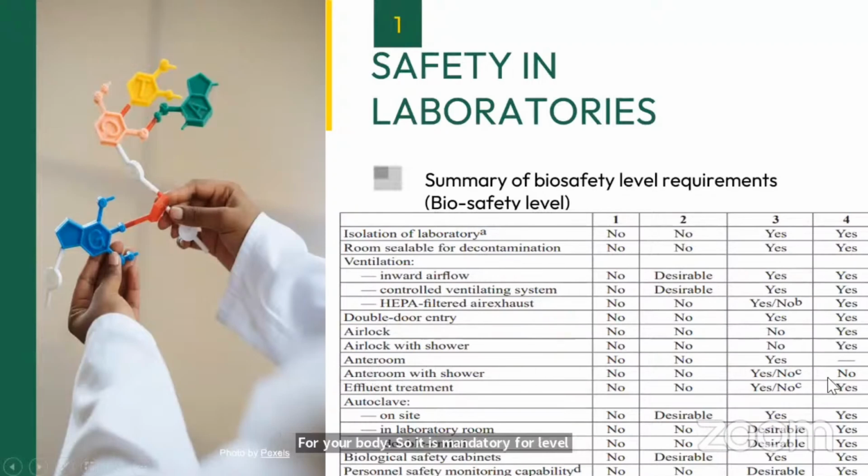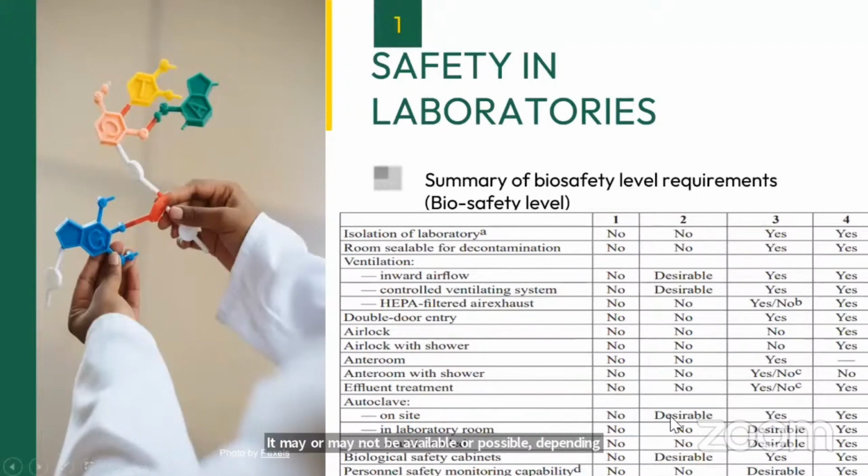Biosafety cabinet. Then the ante room is again mandatory for level 3, for level 4 it is not applicable. Ante room with shower is mandatory for level 3, and not mandatory for any other biosafety level. Effluent treatment is mandatory for level 4. For level 3 it may or may not be available or possible, depending upon the microorganisms you are handling.